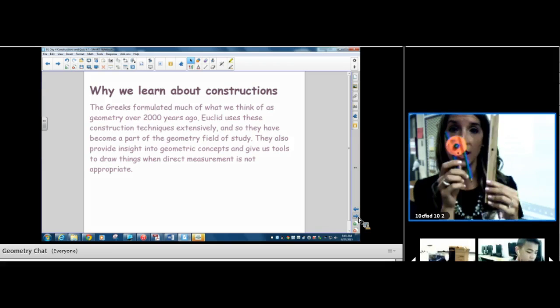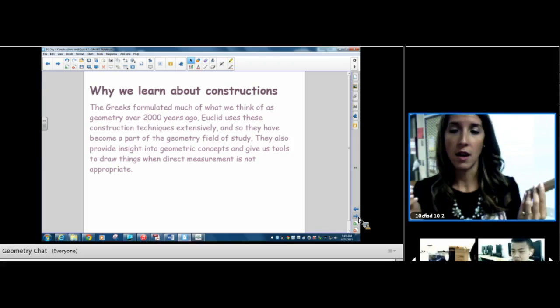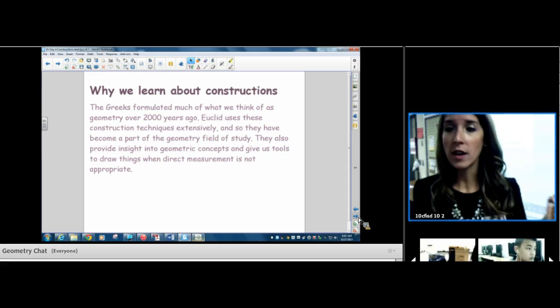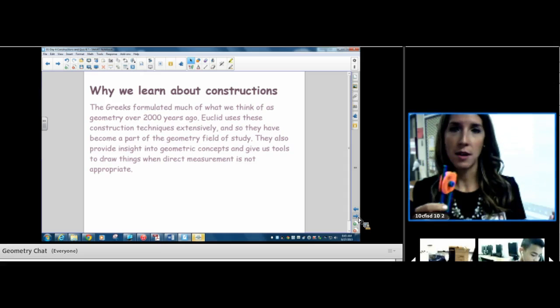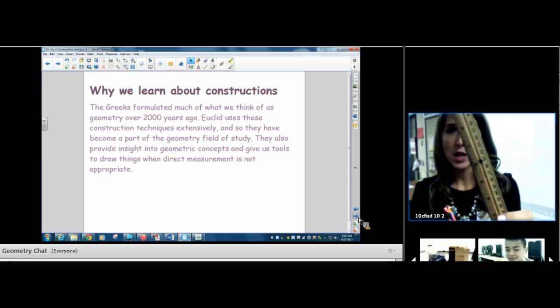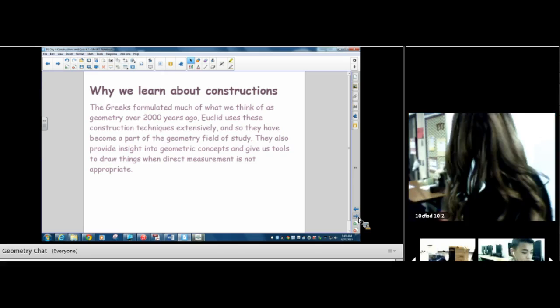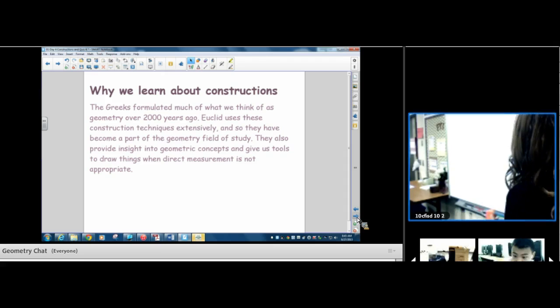Also, by using these two instruments that were used so long ago, it really gives us insight as to how geometric concepts work and when direct measurement is not appropriate, like using the ruler side of the ruler when we don't need to use that. Okay? So that's what constructions are.